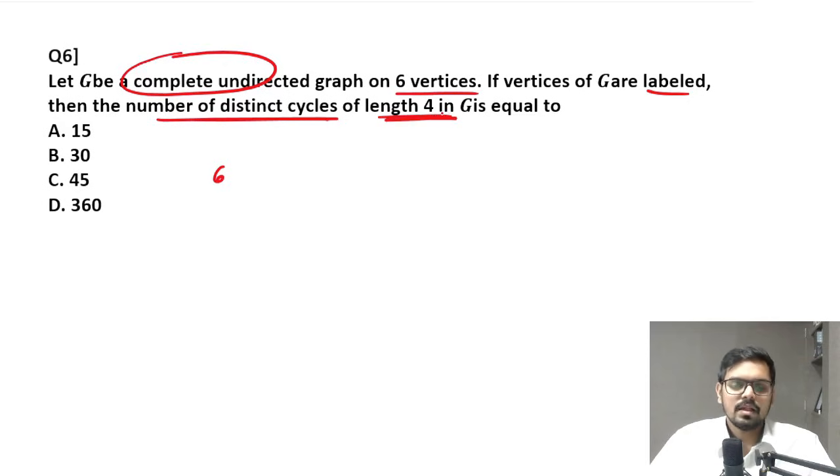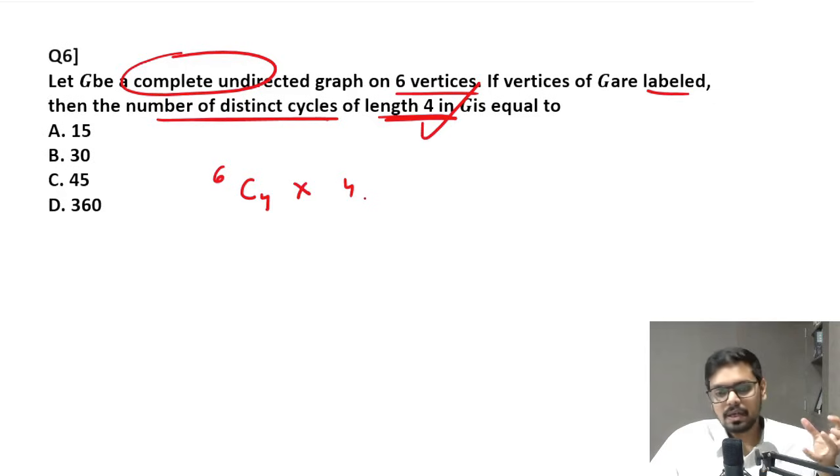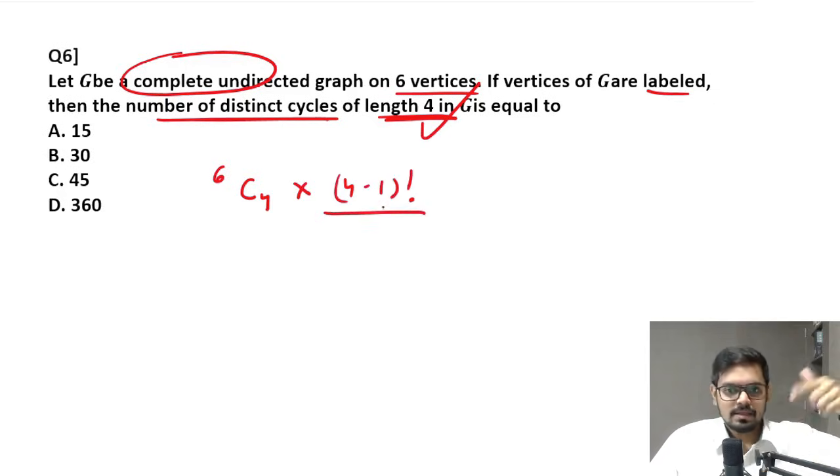So a length 4 cycle will be generated by 4 vertices. From 6 vertices, choose 4 vertices. And you need a cycle. So the number of distinct cycles, unordered count, is n minus 1 factorial by 2. Remember the formula. So n here is 4. Since you are choosing 4 vertices and you need a cycle from that, so 4 minus 1 factorial, since circular permutation, and divide by 2 to avoid the clockwise and anti-clockwise nature, since it doesn't matter here. And that's all. This is the final answer.